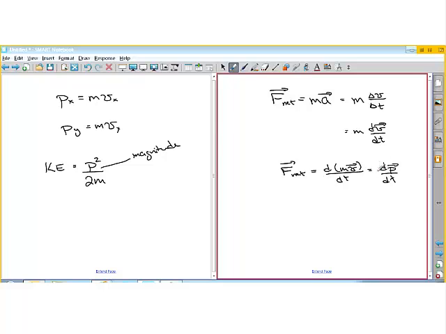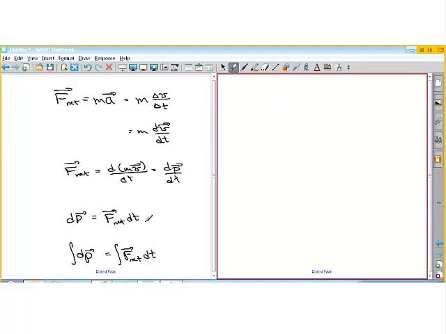So this is an instantaneous equation. What we can do is multiply both sides of the equation by dt, then integrate both sides. So you integrate the dp vector, and you integrate the force vector. In this case, because we're integrating, the force vector doesn't have to be constant with time.